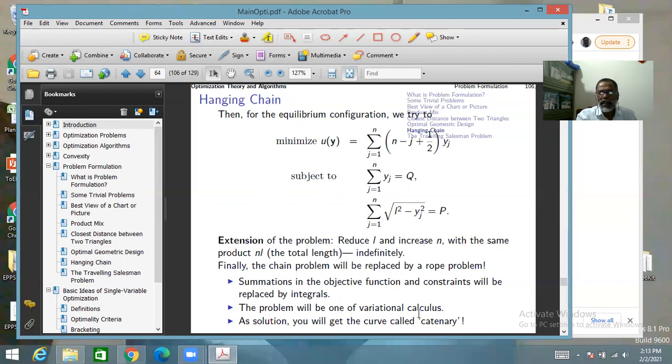There are ways to solve it. I mean, quite interesting. And as solution, you will get the curve called catenary. So catenary is the curve which gives you the shape of the rope hanging from two given points on a wall. So try it out, and it is an interesting problem.